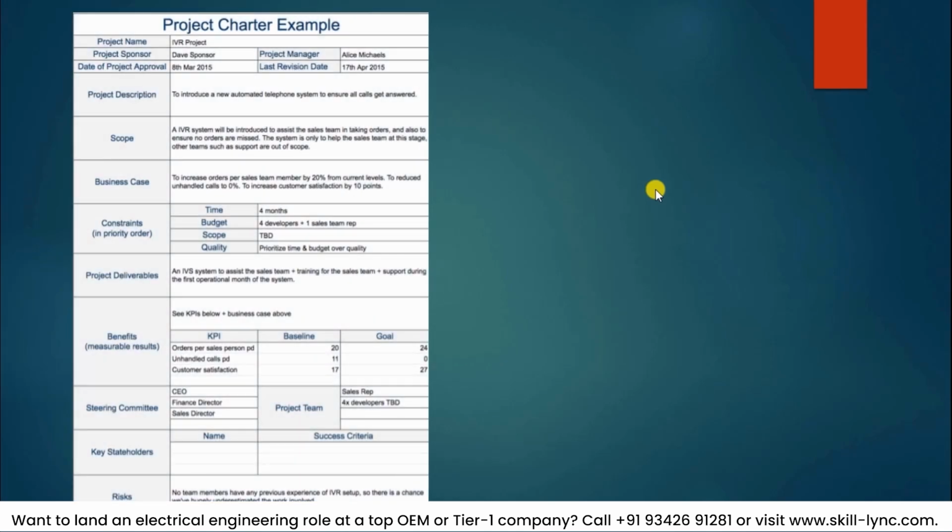So the first thing is the project charter. This is one such example. As we discussed, it includes the project name, who is the sponsor, who is the manager, when it is starting, the description of the project, the scope of it, where this project is going to have impact, the different constraints in terms of time, budget, scope, or quality, and the project deliverables. And by taking up this project, what are the benefits that you're looking at?